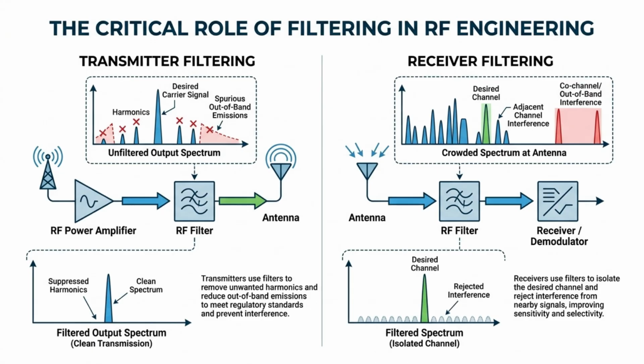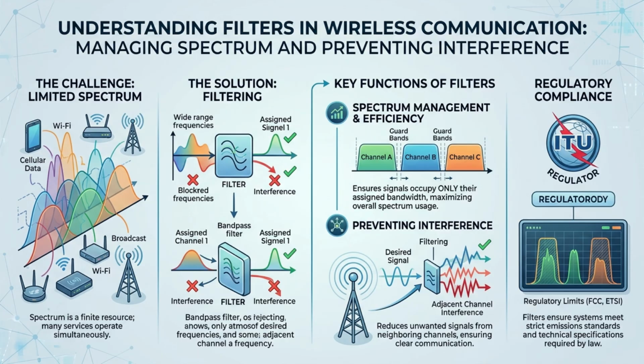Filtering is one of the most important operations in RF engineering. Transmitters use filters to remove unwanted harmonics and reduce out-of-band emissions. Receivers use filters to isolate desired channels and reject interference from nearby signals. In wireless communication systems, filters help manage limited spectrum resources. They ensure that signals occupy only their assigned bandwidth and prevent interference between adjacent channels. Regulatory requirements often specify filtering performance to maintain spectrum efficiency.